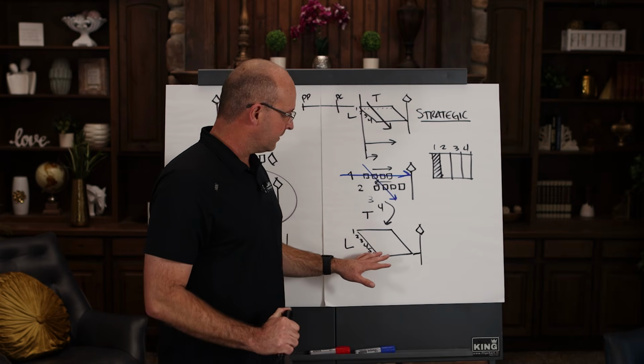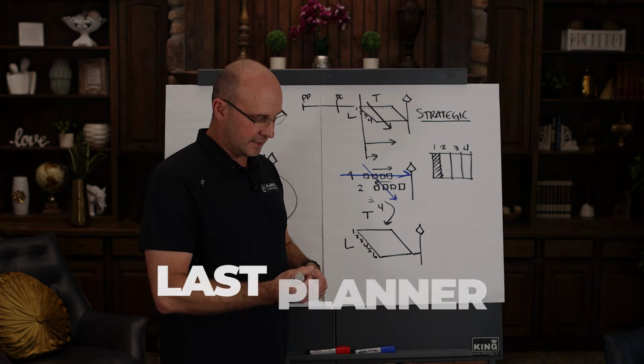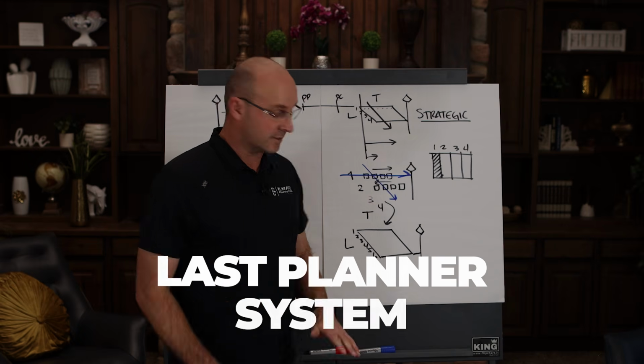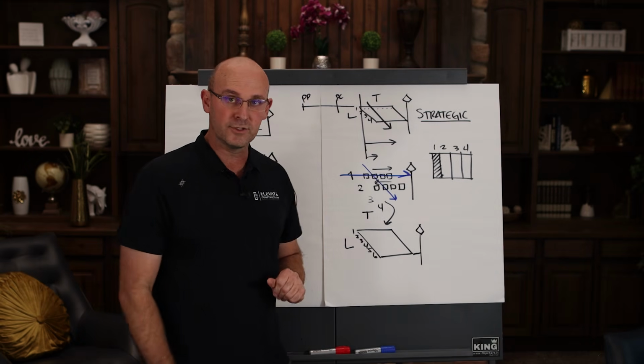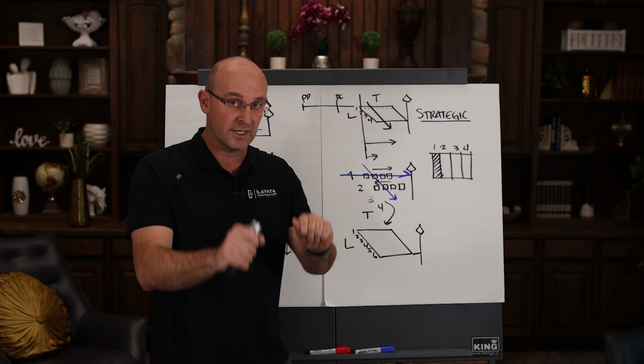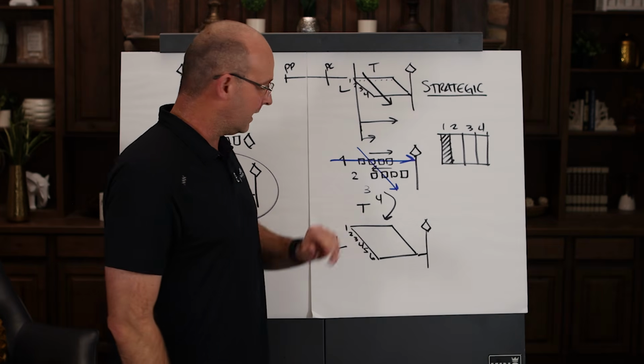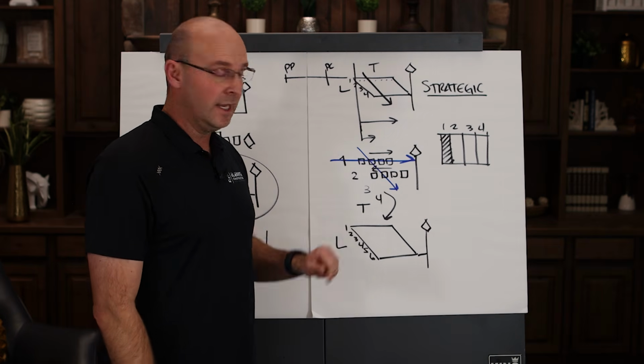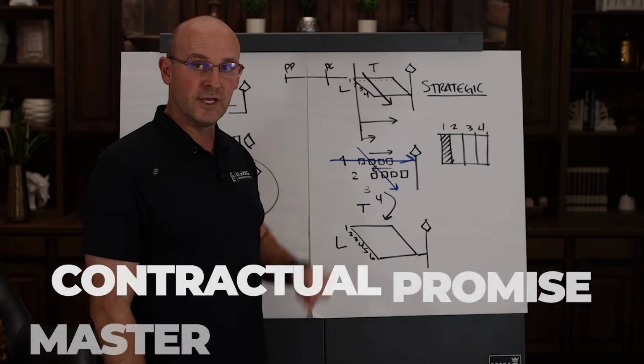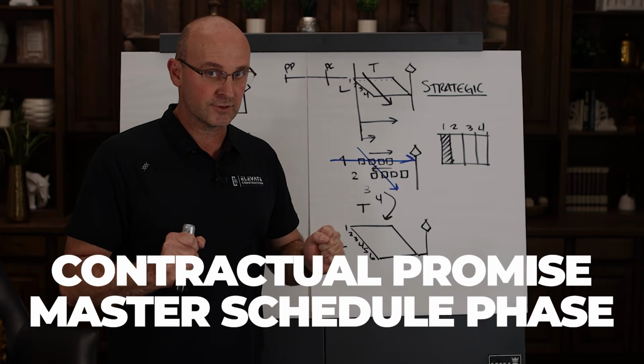This is the production plan that you are using inside the last planner system with the trades. This is your base. This is what the superintendent and the PM are in there updating with the trades. This is what you're looking at. This is the base. This is your target. This will be faster than your contractual promise master schedule phase.